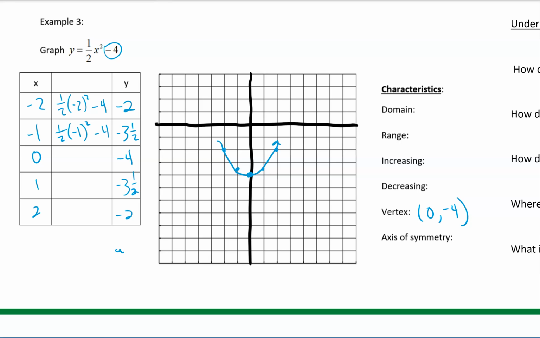So here we have a vertical shrink by a factor of 1/2, and we have a vertical translation down 4. Our vertex was at 0, -4, and our axis of symmetry was still at x equals 0. Our range for this one, since we have a lowest point where y is equal to -4, is y is greater than or equal to -4, with our domain still being all real numbers.